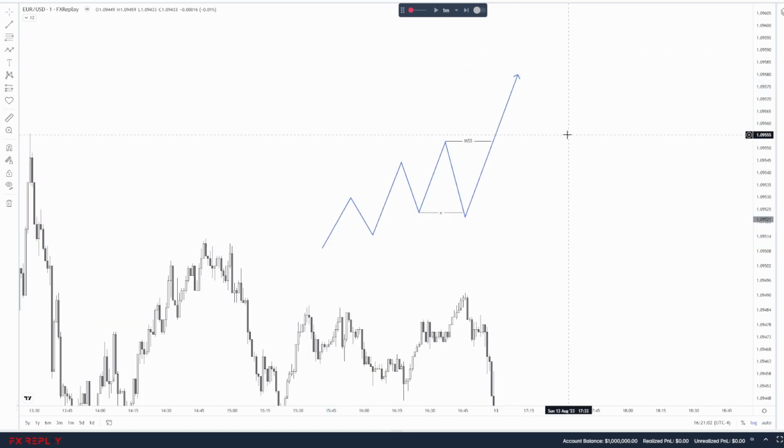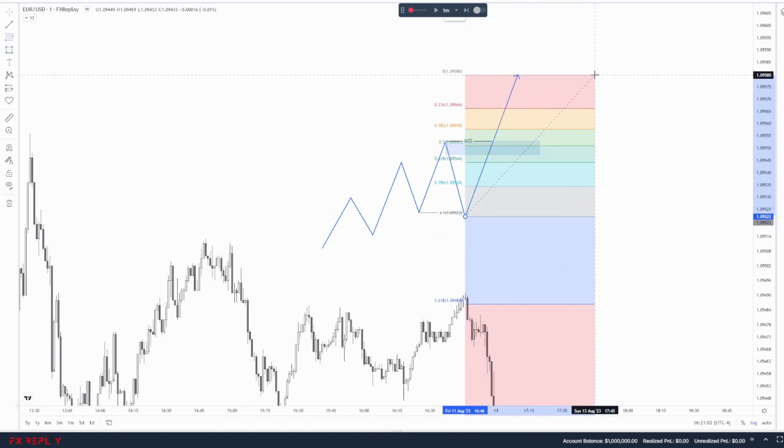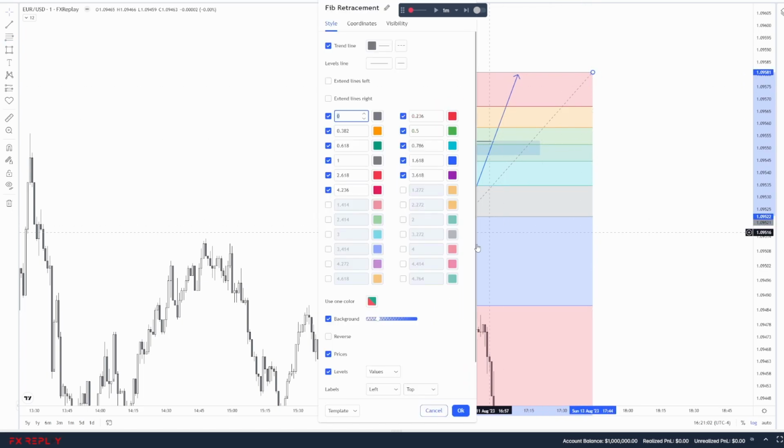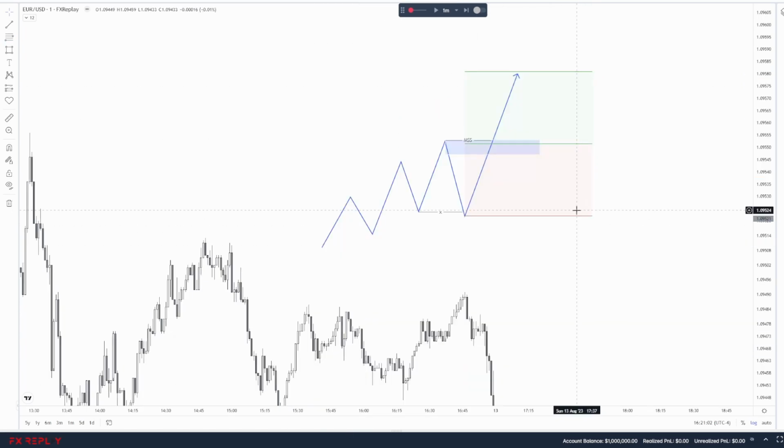After that, we are going to map out where our breaker block is. In this case, this is going to be our breaker block, and we are going to use the FIB tool to establish a premium and discount zone. Let me quickly change the layout of the FIB tool here. There we go. So the green is going to be premium and the red is going to be discount. In a bullish model, we will only be taking entries in the discounted zone.